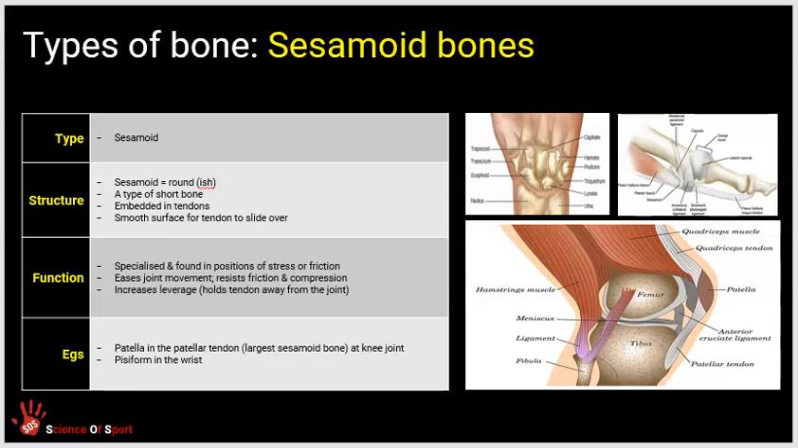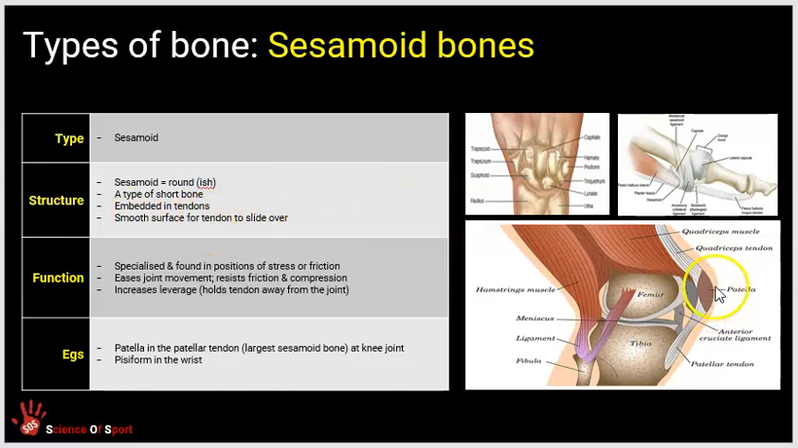So the fourth of the 5 types of bones is a sesamoid bone. Now this is similar to a short bone, but it's a slightly rounder version. So it's not cube shaped, it's a more rounded type of smallish short bone. And we actually find sesamoid bones embedded in tendons, and they are designed to have a very smooth surface because of the job that they do.